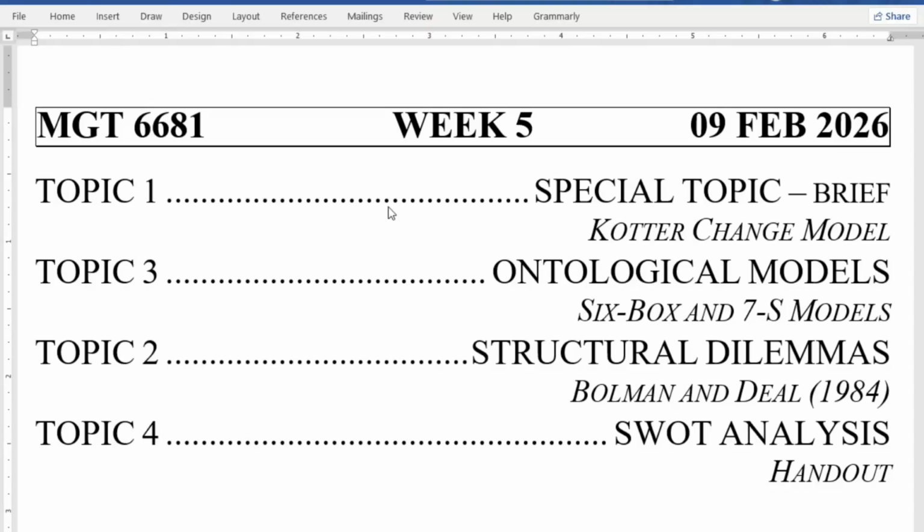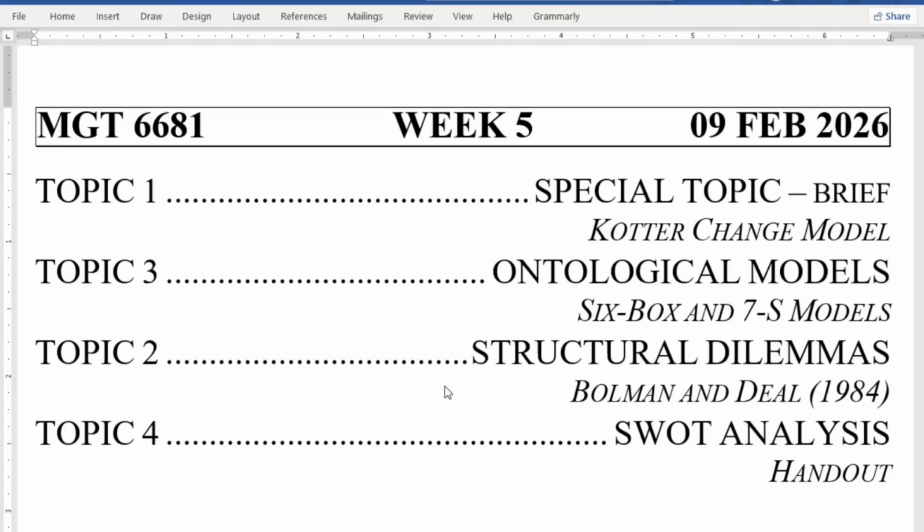So beyond the Cotter model, then we'll be talking about the ontological models, the 6-box and 7S. The two most important ontological models, I guess the 7S really is, but it's also misleading. The 6-box is a little bit plainer, more straightforward, but not really based enough on theory. The author says it's not, but actually it sort of is.